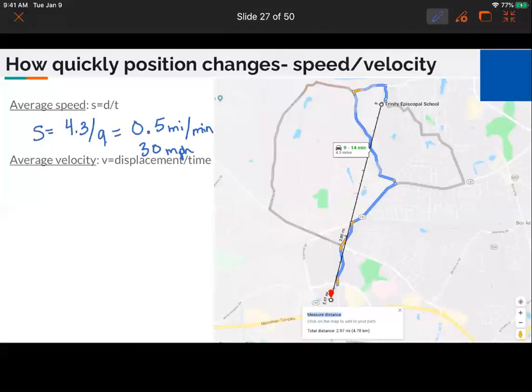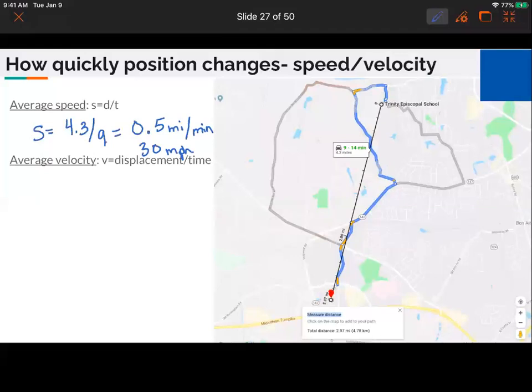Now, you are not actually driving 30 miles per hour this entire time. We have stop signs, we have to speed up, we have to slow down. Parts of this route have a speed limit of 45 miles per hour. But when you average all of that together, you get an average speed of 30 miles per hour.